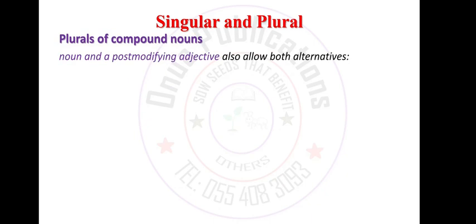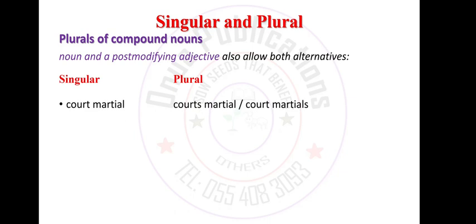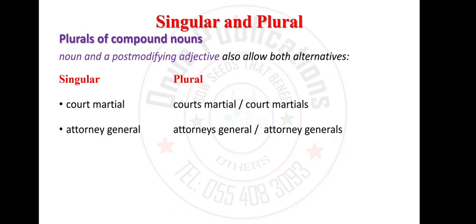Noun and a post-modifying adjective also allow both alternatives. So we have court-martial, courts-martial, or court-martials. Attorney general, attorneys general, or attorney generals. Poet laureate or poets laureate.